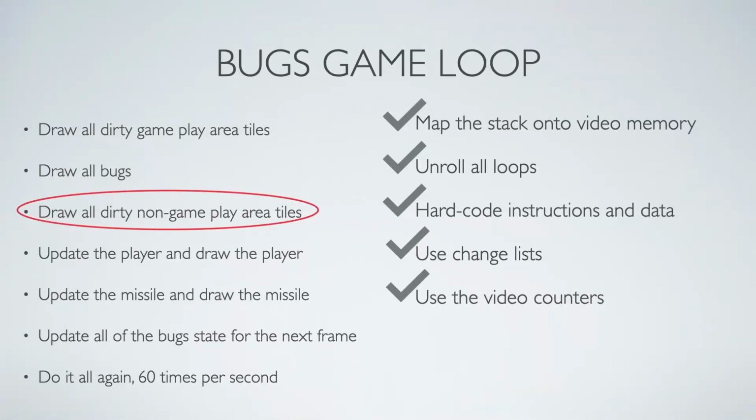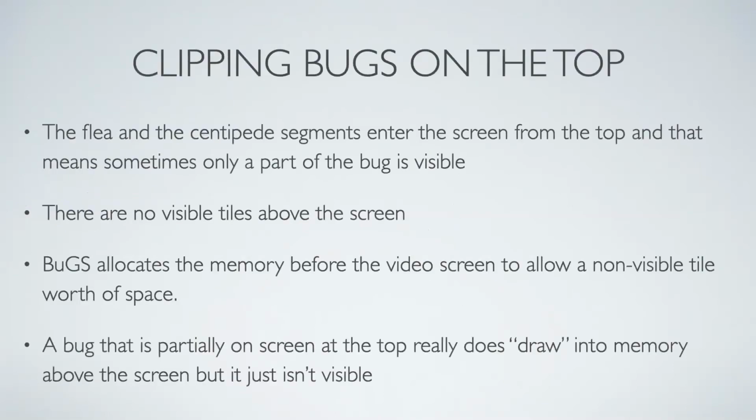What about the top and bottom? There are bugs which are partially visible on the top. Both the flea and centipede enter the screen from the top, and that means those bugs are sometimes only partially on the screen and part of them is above the screen. There are no visible tiles above the screen, but what the game does is that it allocates a chunk of memory just before the video memory, enough to allow a non-visible tile worth of space. So when a bug is drawn partially off the top of the screen, the entire bug is drawn, but some of that happens in video memory or in memory outside of the video memory, so you just don't see it.